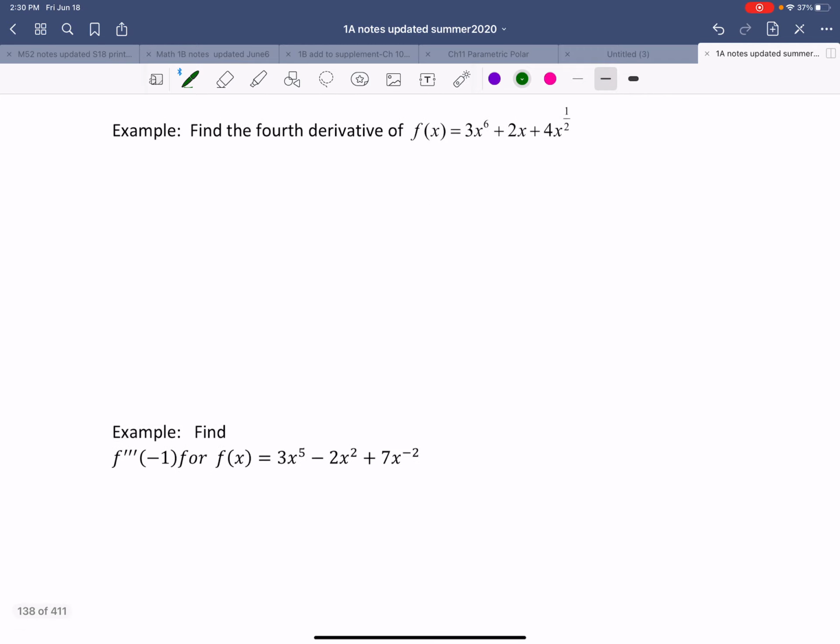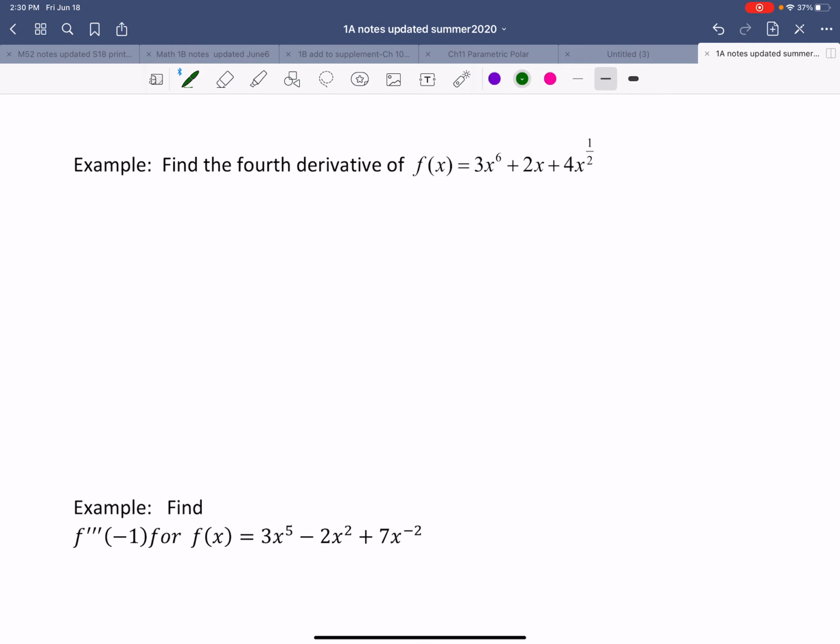Okay, find the fourth derivative of this function. First of all, take a look. It's not a polynomial, it's a rational function, because you have x to the power. It's a radical function. It's a mix of radical and polynomial. So the derivative is not going to be 0 for this function. It's never going to be 0.